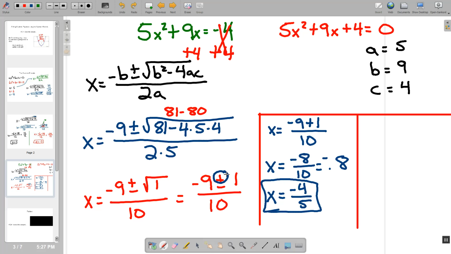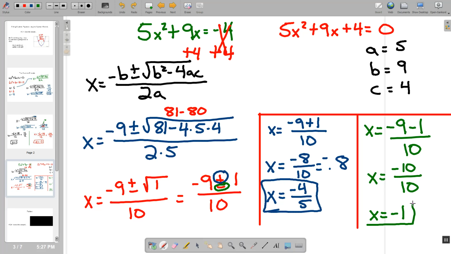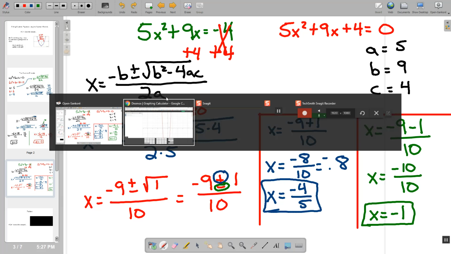The right one will do our negative solution. So x is equal to negative 9 minus 1 all over 10. So I get x is equal to negative 10 over 10, which is negative 1. And if I've done this correctly, when I graph it on Desmos, my x-intercepts are going to be negative 4 fifths and negative 1. So let's see if we did it right.